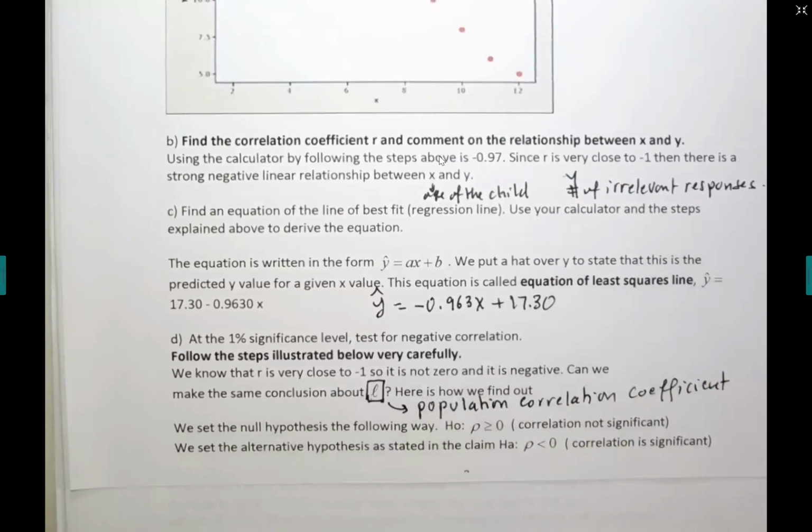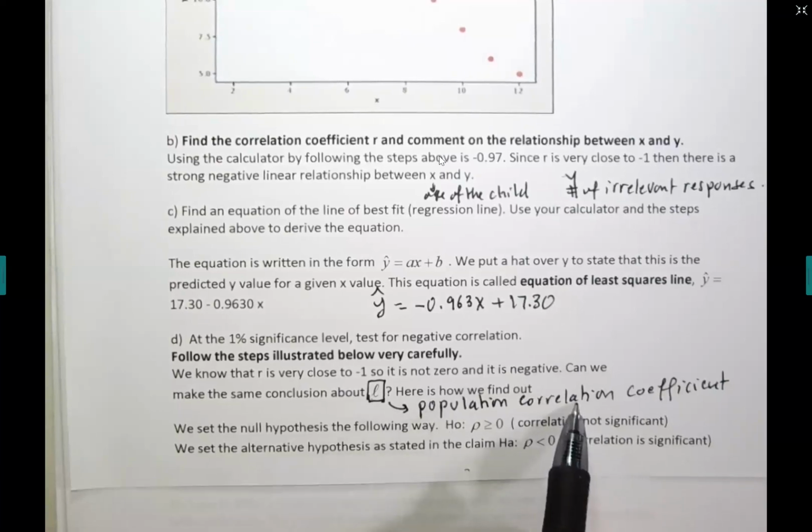This number, guys, you cannot find. It's impossible, because in order to find this number, you need to have the age of every single child in the entire population and the score on the test or the number of irrelevant responses of every single child. So that's not possible. But we can test it. Just like we tested the mean of the population, just like you tested the proportion, we can test this one. So this is called the population correlation coefficient. And r, guys, is called the sample correlation coefficient. So I wanted to distinguish between the two.